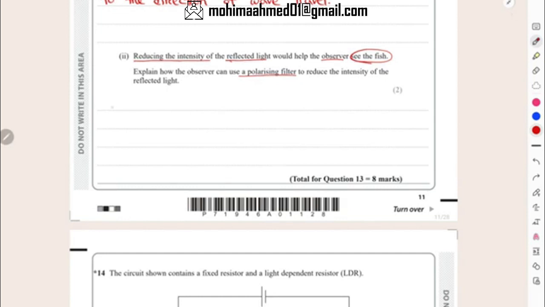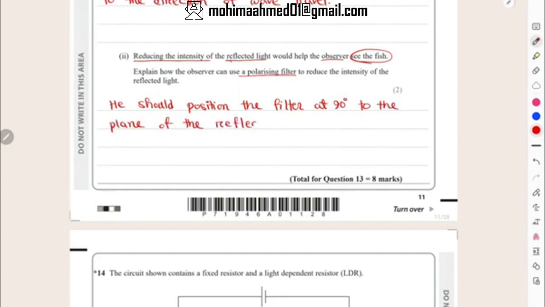So we write that he should position the filter at 90 degrees to the plane of the reflected light. Right. In that case, no light can enter that filter, so intensity will drop down to zero.